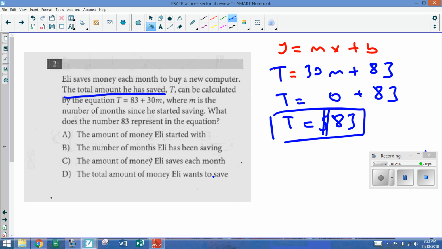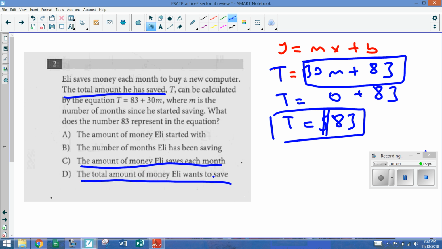The number of months? No, months is M here. We don't have any months here. The amount of money Ellie saved each month? No, the amount saved each month is going to be this, not the total. So 1 month later, he's going to have 30 times 1 is equal to 30 plus 83. That'll make $113, right? 2 months later, it's going to be 60 plus 83. 3 months later, it's going to be $90 plus $83.